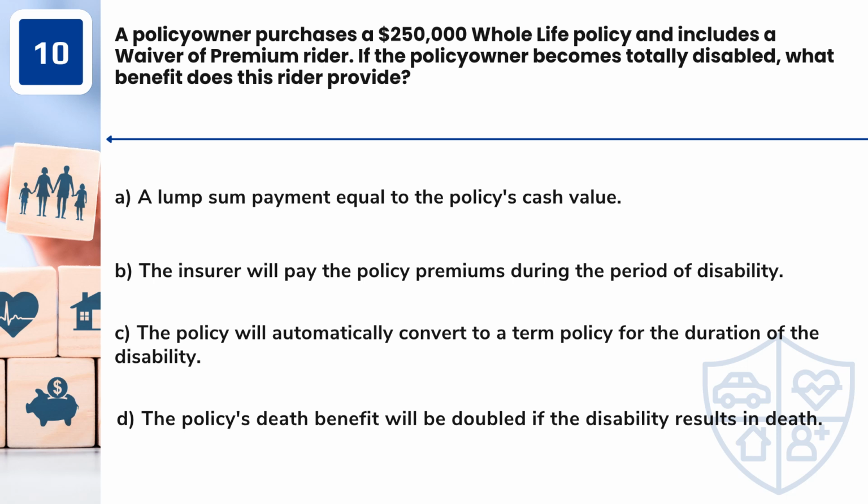Question 10. A policy owner purchases a $250,000 whole life policy and includes a waiver of premium rider. If the policy owner becomes totally disabled, what benefit does this rider provide? A. A lump sum payment equal to the policy's cash value. B. The insurer will pay the policy premiums during the period of disability. C. The policy will automatically convert to a term policy for the duration of the disability. D. The policy's death benefit will be doubled if the disability results in death.